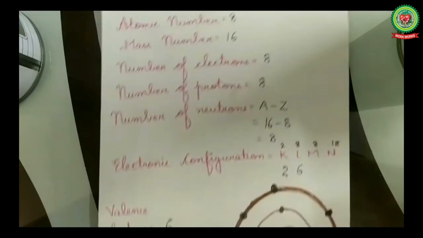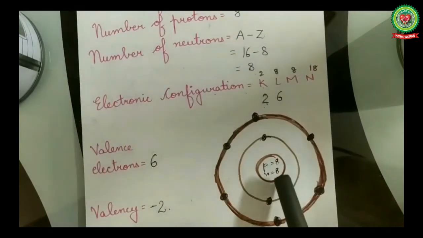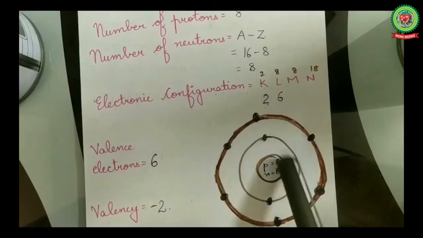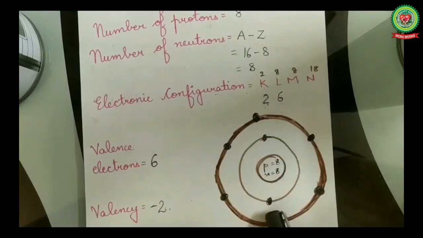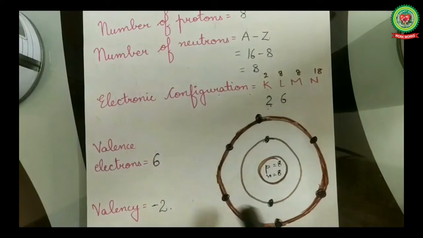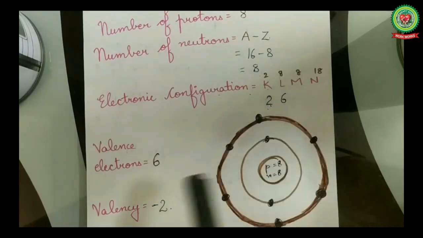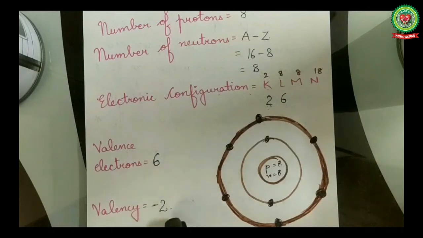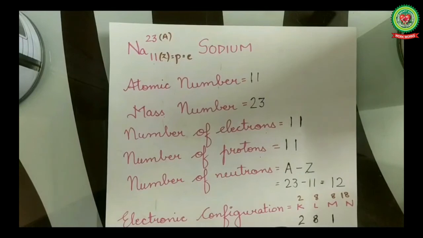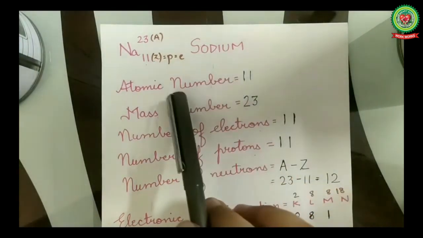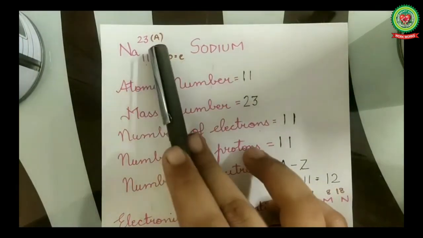Now see its orbital diagram. In the nucleus, proton number 8, neutron number 8. In K shell, 2 electrons, and in L shell 1, 2, 3, 4, 5, 6 electrons. As valence electrons, that is the electrons present in the outermost shell, are 6, its valency becomes -2. Next is sodium, atomic number 11, mass number is 23.